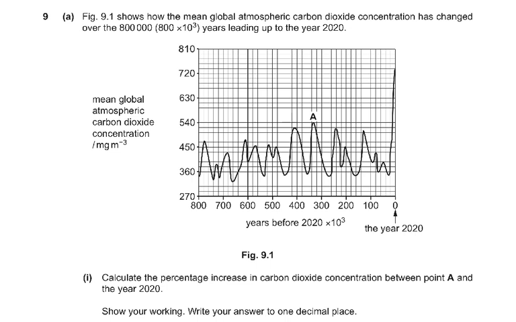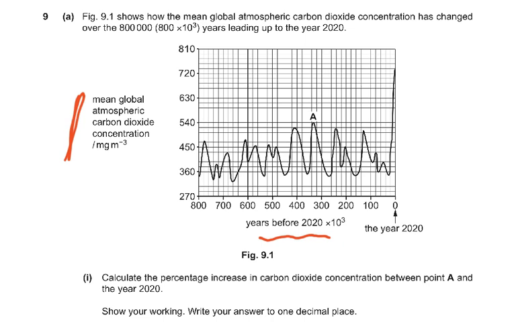Question 9, A part. Figure 9.1 shows how the mean global atmospheric carbon dioxide concentration has changed over the past 810 thousand years leading up to the year 2020. You can see the mean global atmospheric carbon dioxide concentration in milligrams per meter cubed, and years before 2020 in 10 to the power 3.